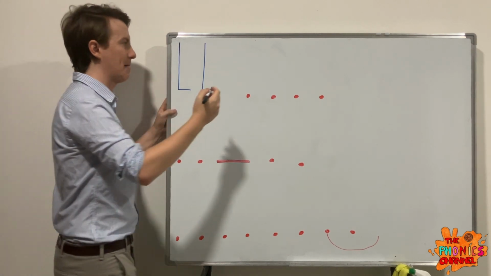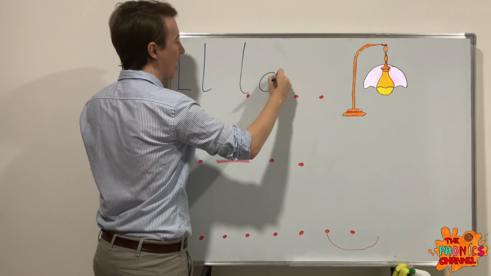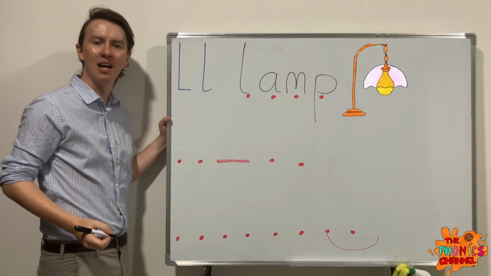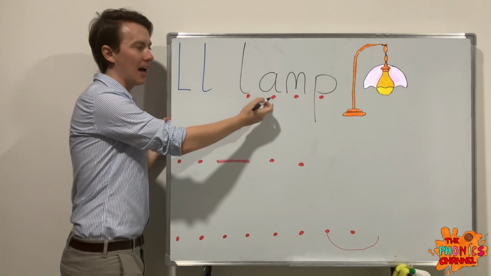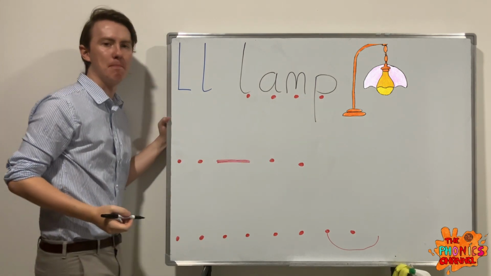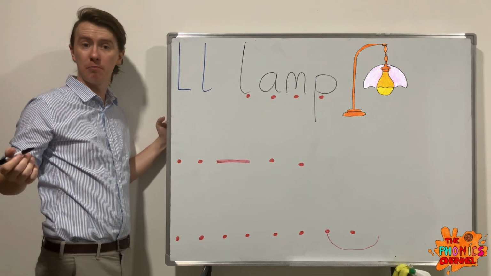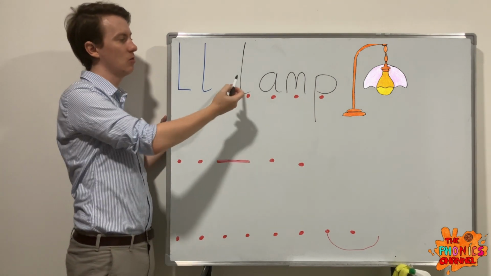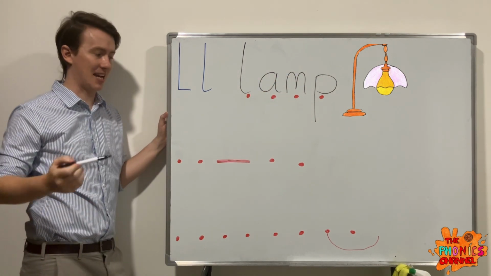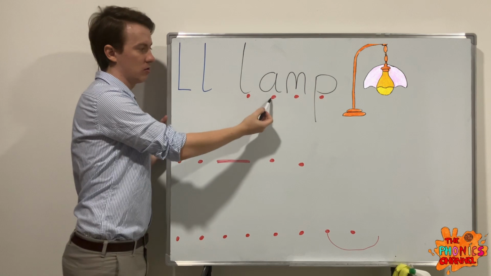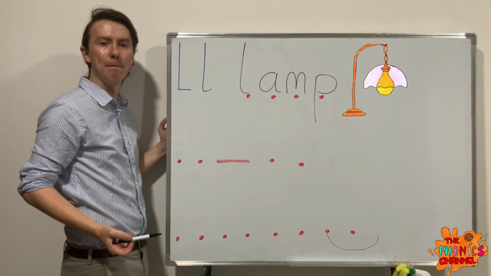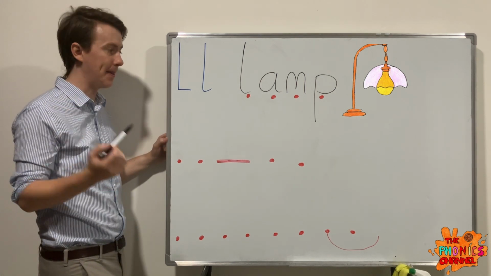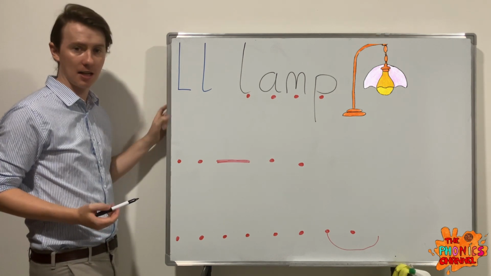Lamp. L, A, M, P. Lamp. The lamp is bright. This word has how many letters? 1, 2, 3, 4. 4 letters. And how many sounds does it have? 1, 2, 3, 4. L, A, M, P. Lamp. Super. Let's go on to our next word with today's sound.